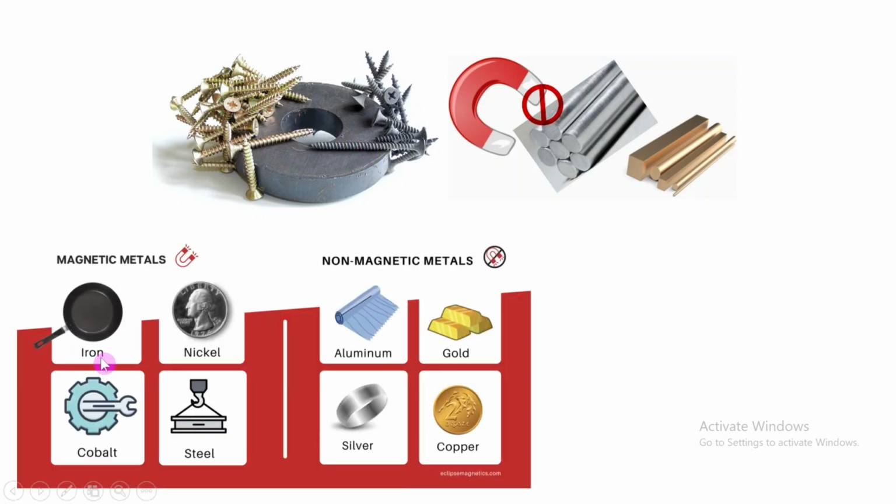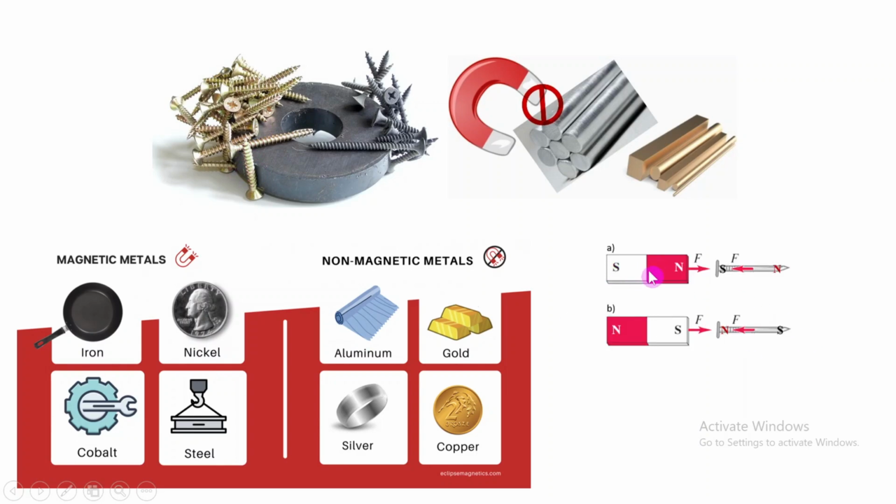There are some materials which respond to an external magnetic field. We call them magnetic materials. That includes iron, nickel, cobalt, and steel. On the other hand, those materials which do not respond to an external magnetic field include aluminum, gold, silver, and copper. So again, if we bring the magnet near the nails, what is happening inside these nails? That is discussed here.